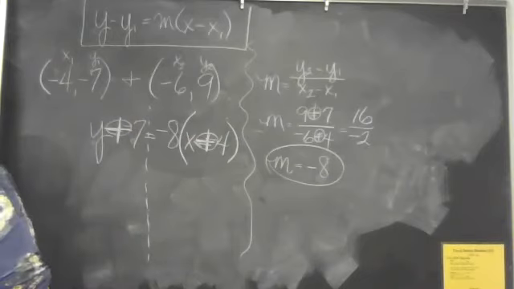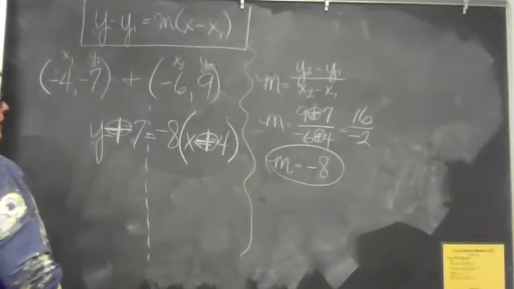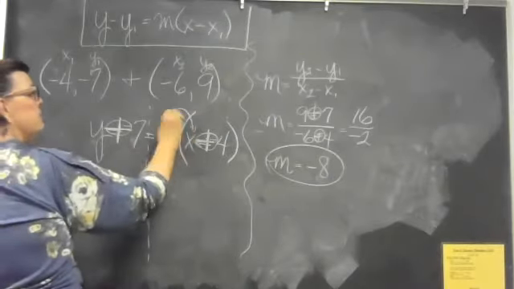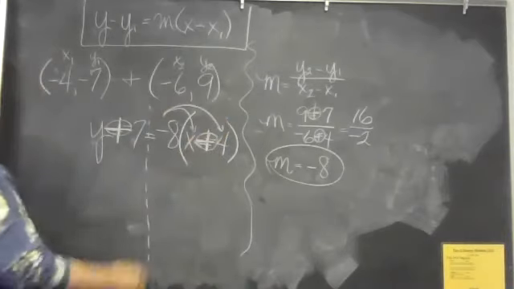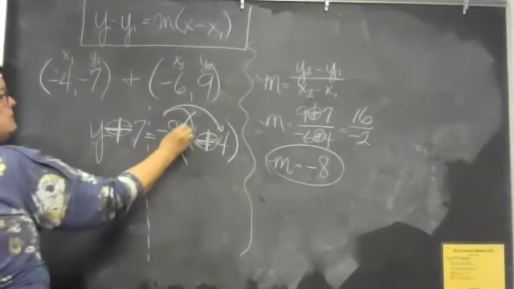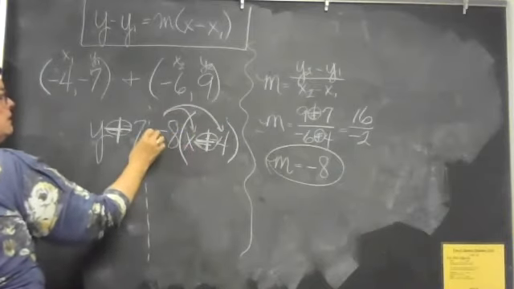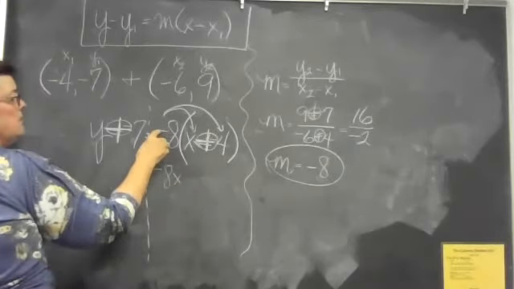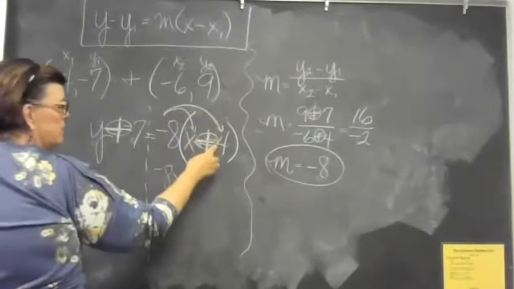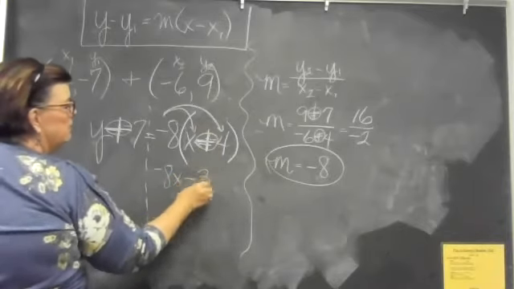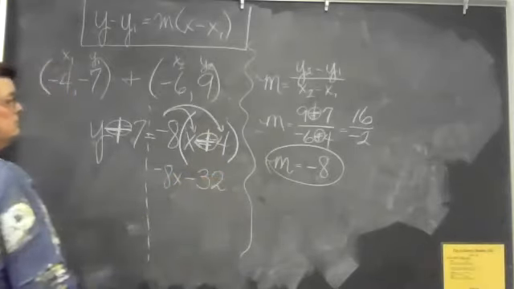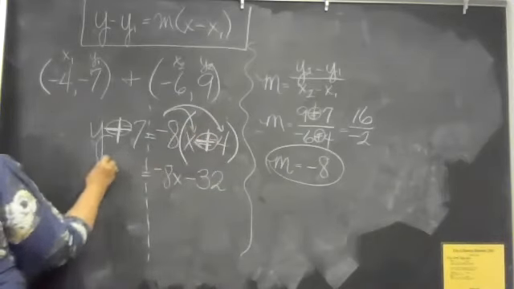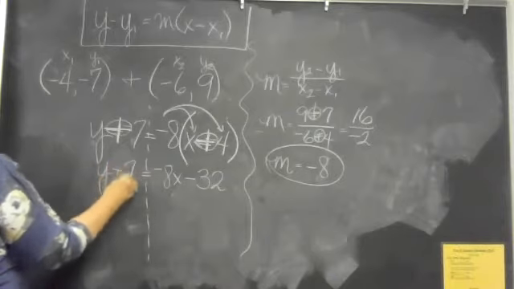Now to solve this, we simply do math. And math says to do the parentheses first. So I'm going to have to do this and this. I have to get that all multiplied out. This is an invisible 1. So -8 times 1 is -8x. -8 times a +4 is a -32. Now that side's all multiplied out, equals y plus 7.